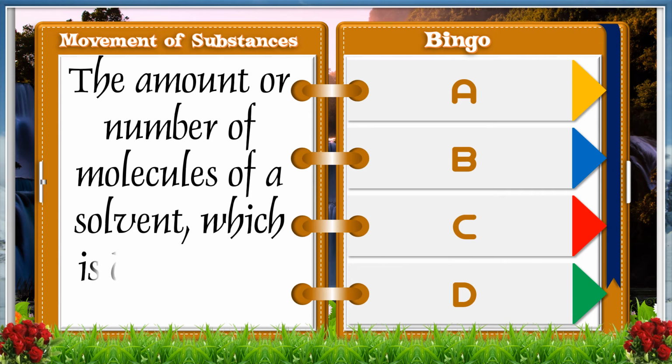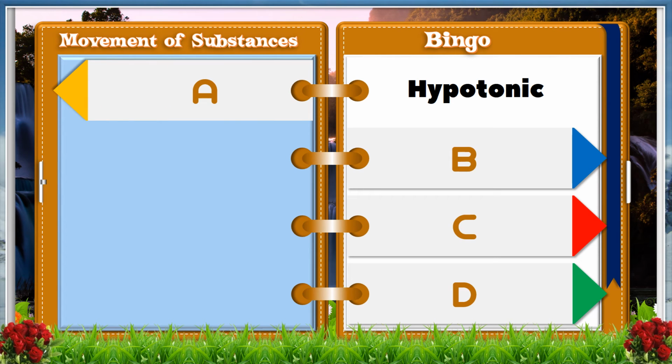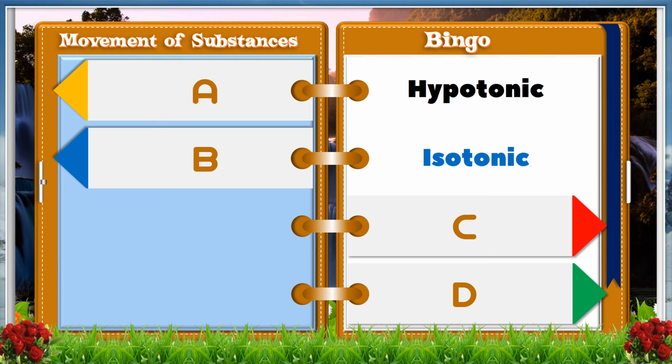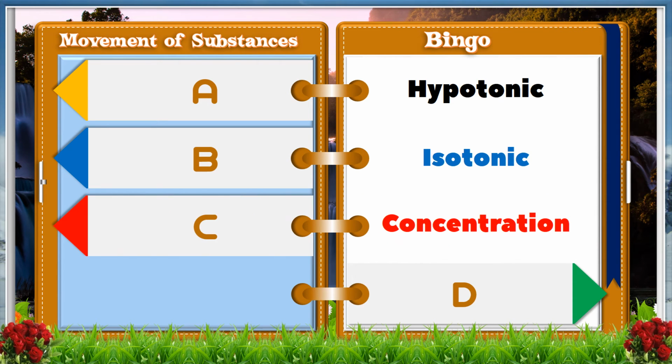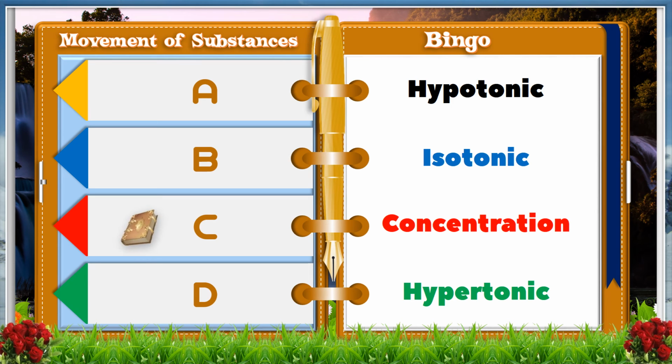The amount or number of molecules of a solute which is dissolved in a solvent. A. Hypotonic. B. Isotonic. C. Concentration. D. Hypertonic. And the answer is C. Concentration.